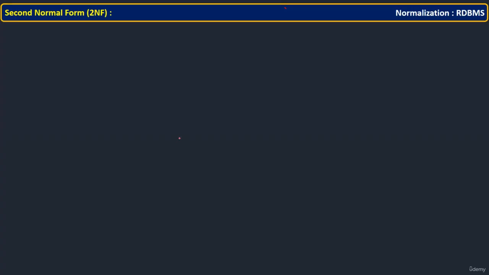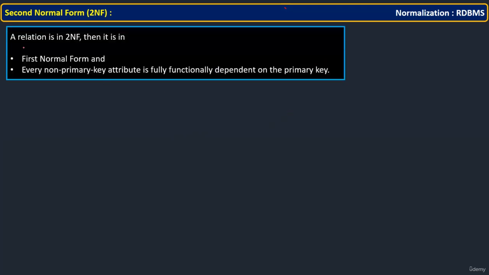Hi. So now let us see the second normal form, which is one of the important normal forms. So what is this second normal form? Definition-wise, if any relation is in the second normal form, first of all it must be in the first normal form. That is as usual.